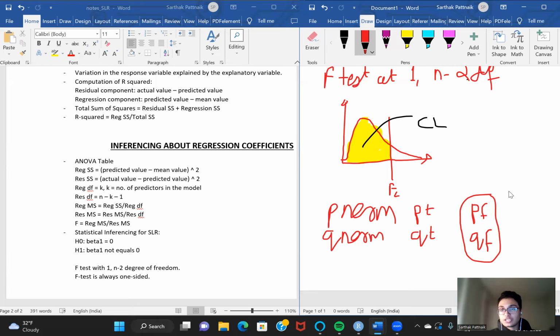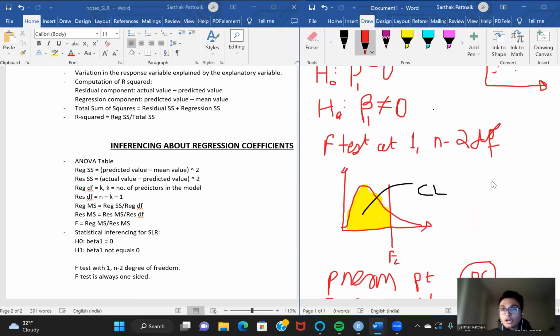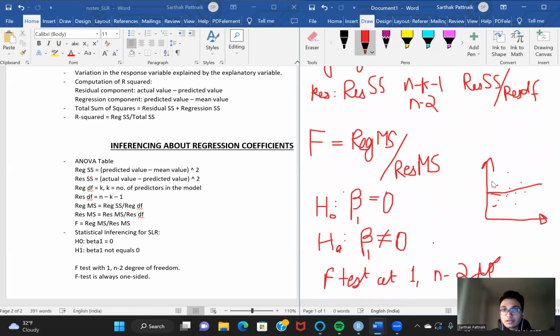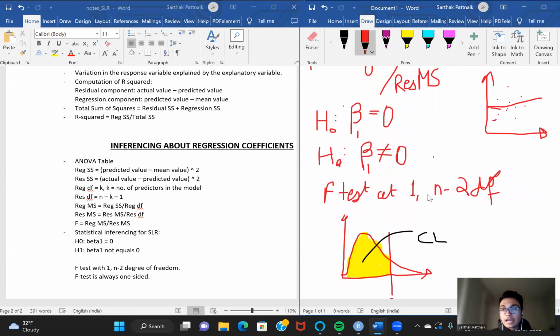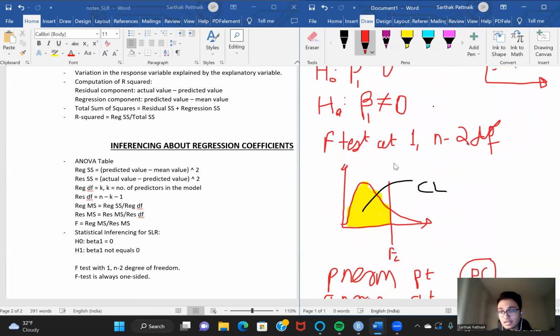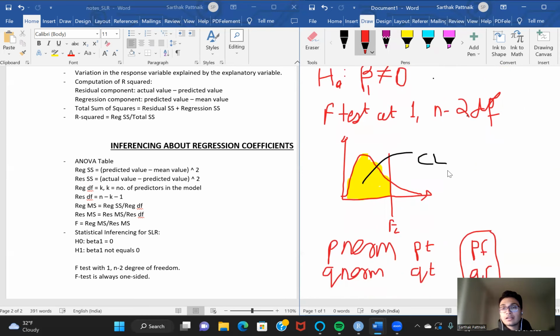I'll stop right here for this session. We'll see an example in R when we meet the next time. The important point to take away from this session is knowing how to calculate your F statistic value, which is the regression mean square upon residual mean square, and knowing that your F test is done at 1 and n minus 2 degrees of freedom, and F test is always one-sided. These are a couple of key points that you should remember.